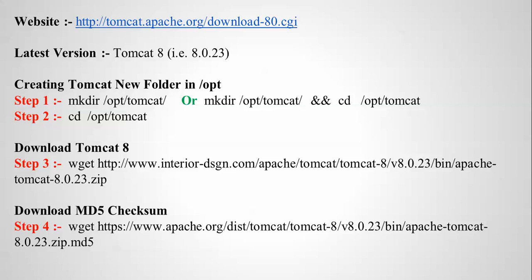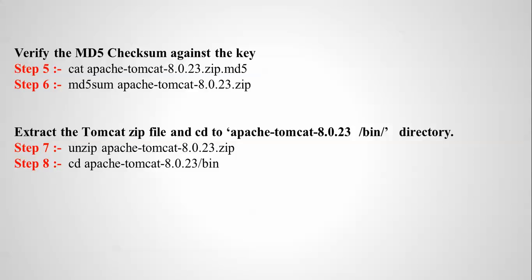Then I'm going to check the download's MD5 checksum. So step 4 is to download the MD5 checksum to check whether it matches or not. Then we need to verify this MD5 checksum against the key which we have downloaded. So steps 5 and 6 check whether both the keys match. After that we extract, and a folder called Apache Tomcat with the version will be created, and we go inside that folder.